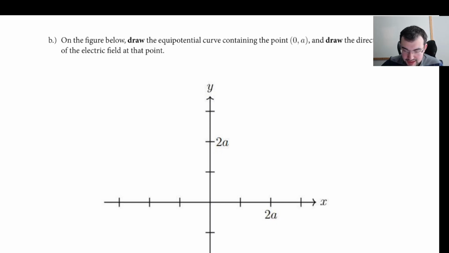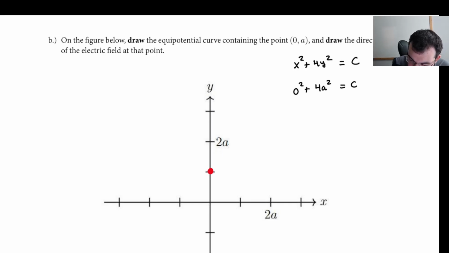On the figure below, draw the equipotential curve containing the point 0, comma a, and draw the direction of the E field at that point. So first of all, 0, comma a, that's right here. So we're looking at all points that satisfy x squared plus 4y squared equals c. And we're given that 0, comma a is on this curve. So 0 squared plus 4a squared equals c. So this means that c is 4a squared.